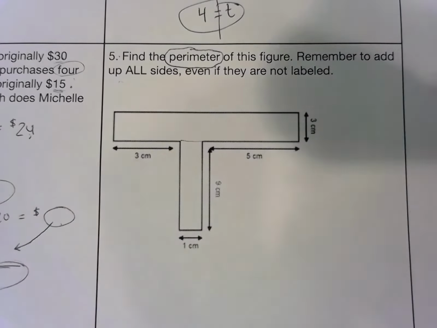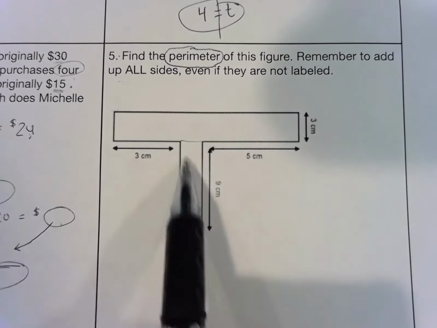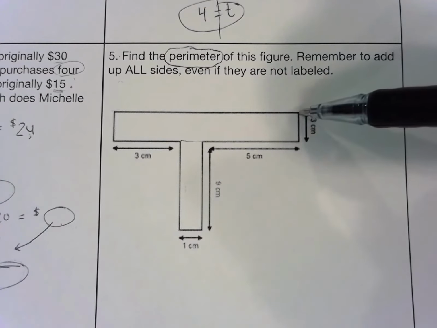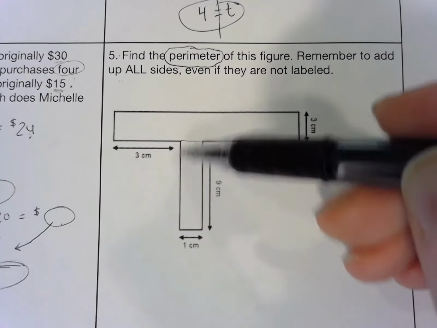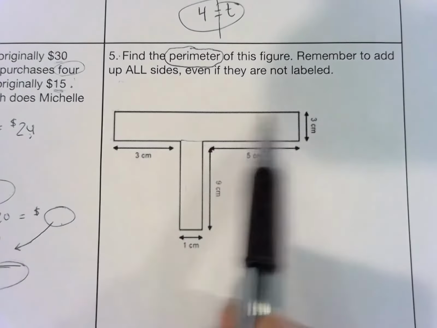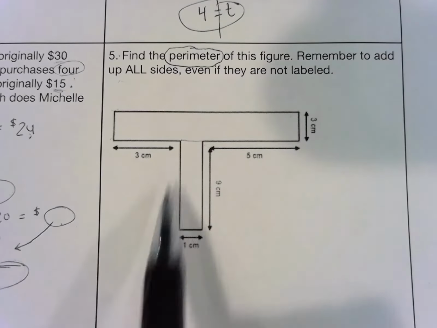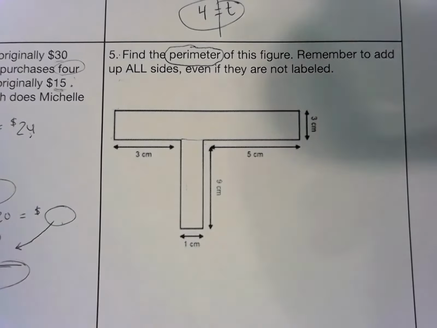We know that perimeter means the measurement of all of the sides. So we need to add up all of the sides. Some of them are labeled, like this one right here is 3, 5, 9, 1. This one we don't know. This one is 3. This one we don't know. And this one we don't know. So if you just added up the ones that are labeled, you would be wrong because you're missing a whole bunch of sides. So let's figure out some of the easier ones first.